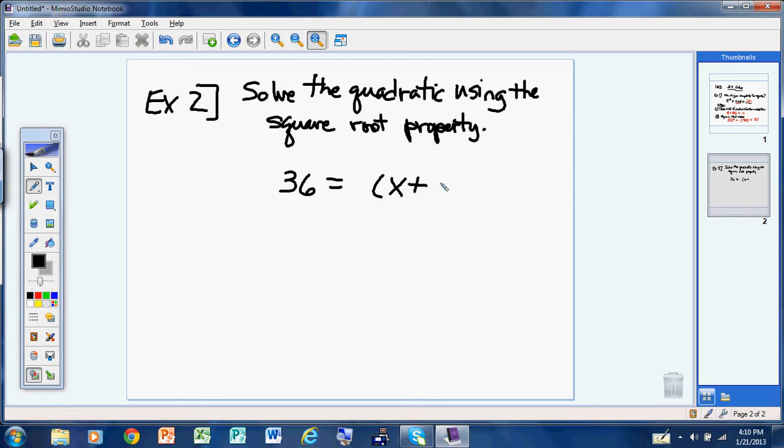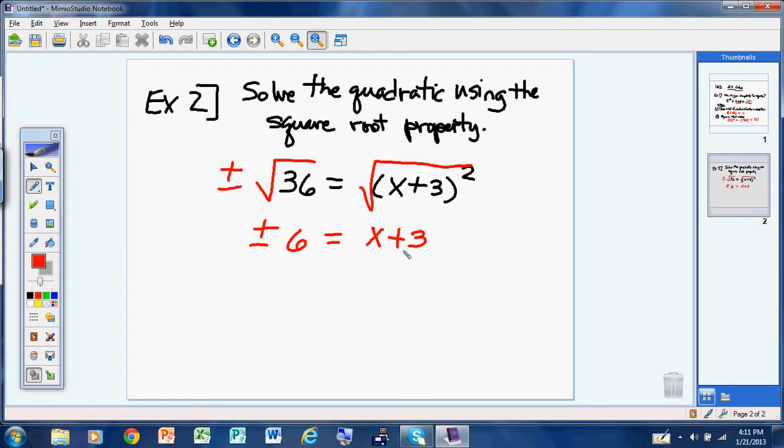if we're supposed to solve for x, x is stuck inside that square. So we're going to use the square root property. How do you undo a square? You undo a square by taking the square root of both sides. But now in taking the square root of both sides, you're going to have a positive and a negative possibility here. So the square root of 36, that's going to give you a plus or minus 6. And the square root of a square means all that's left on that right hand side is x plus 3.